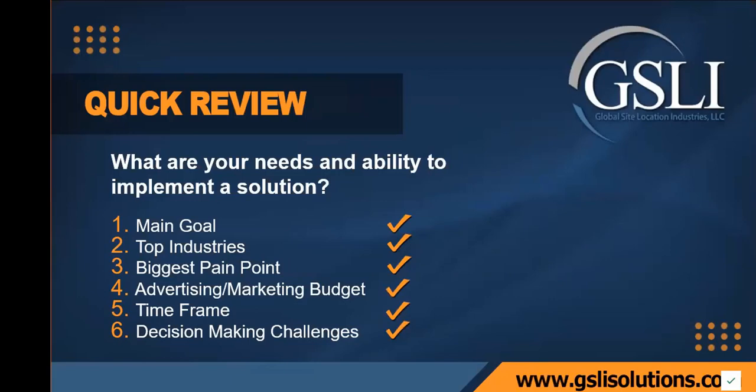So you're probably here today because you have a demo set up with one of our community assessment directors. I'm really excited for you. They should have already identified these 6 key areas so they can help you during your presentation. These are: what's your main goal when it comes to business attraction? What are your top industries? Who are you trying to seek, and do you have any existing clusters? What's your biggest pain point when it comes to business attraction?